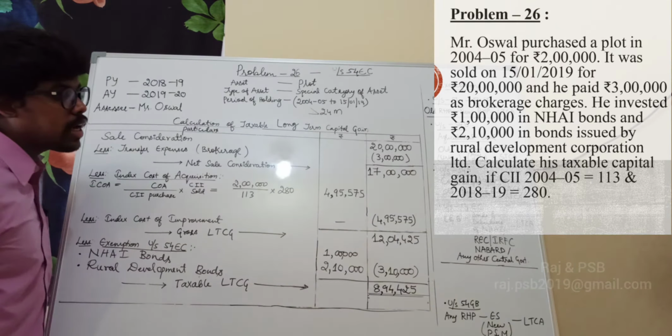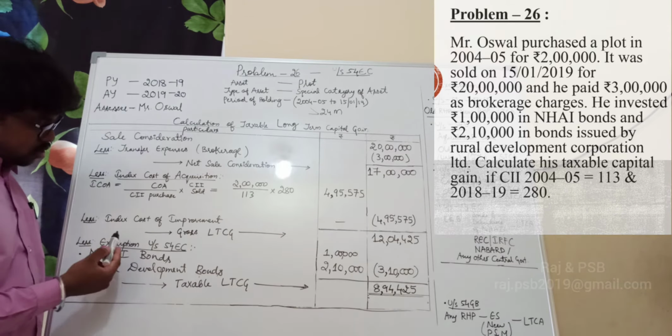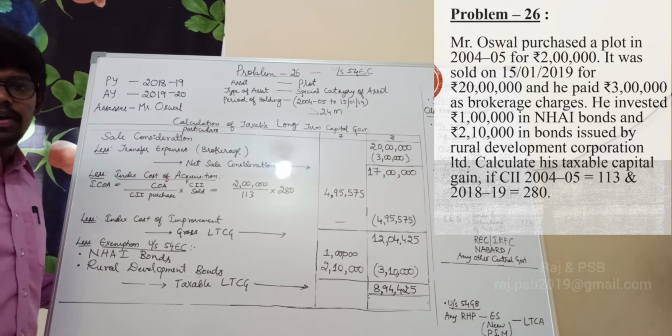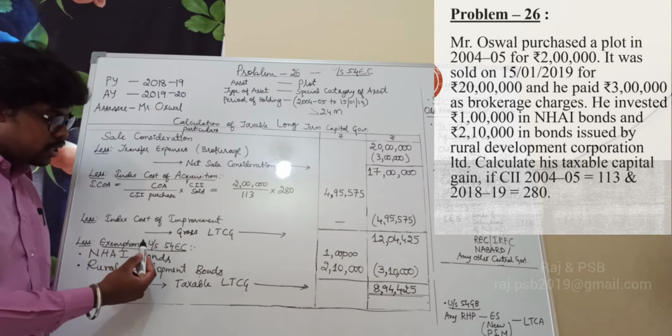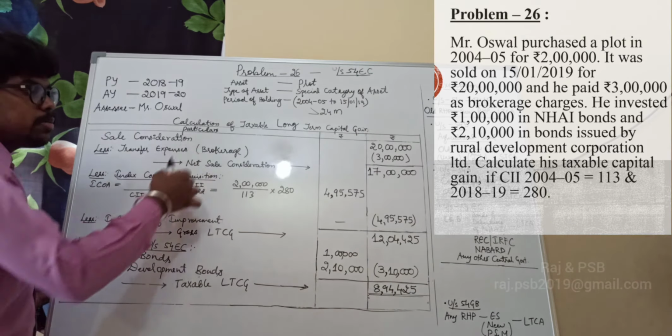So 4,95,575 will be deducted from 17 lakh. So the gross long-term capital gain will be 12,04,425, and less exemption under section 54EC. So we are doing a 54EC problem.